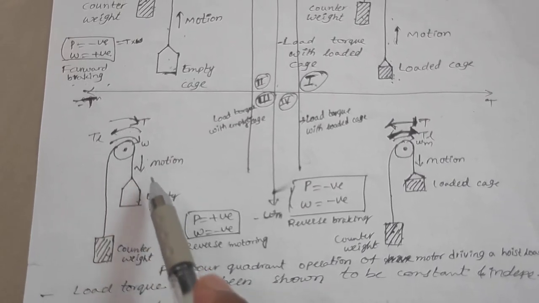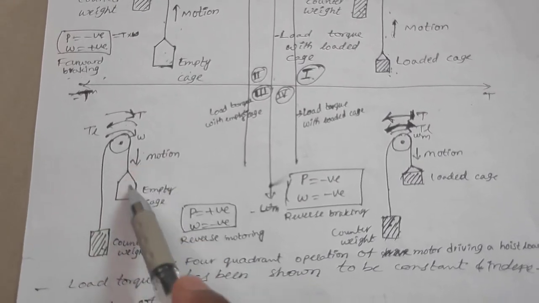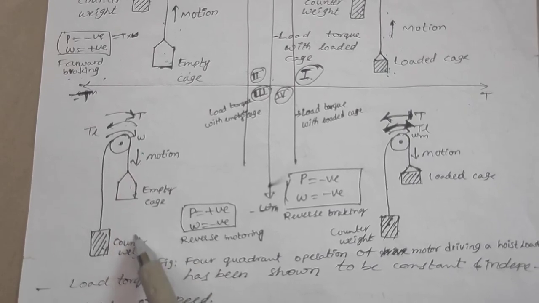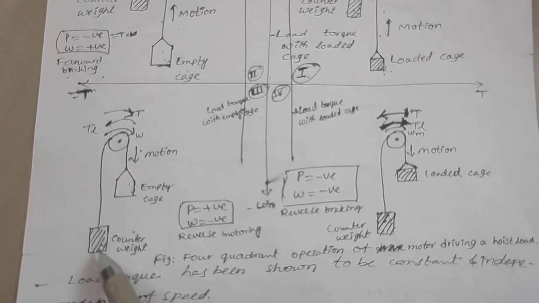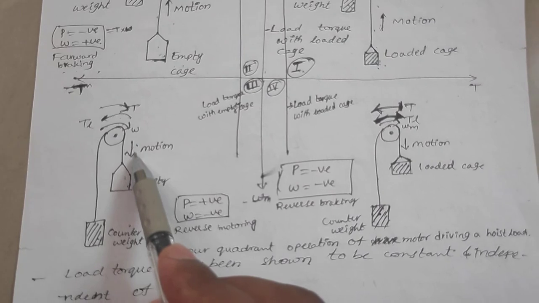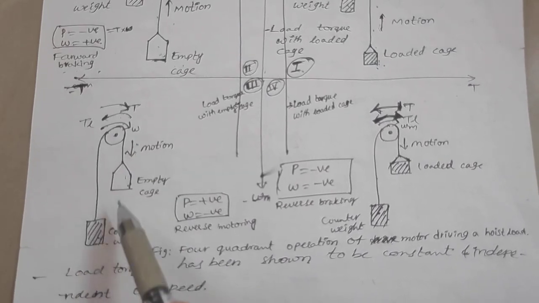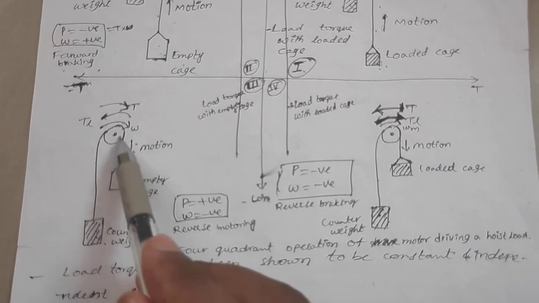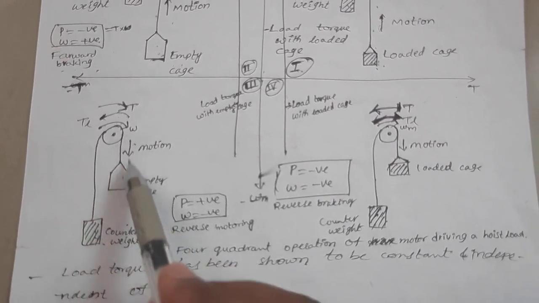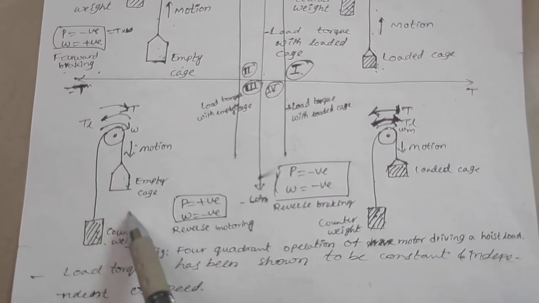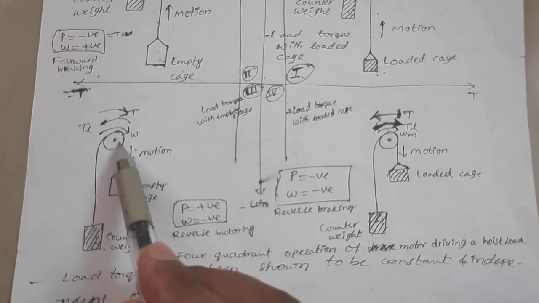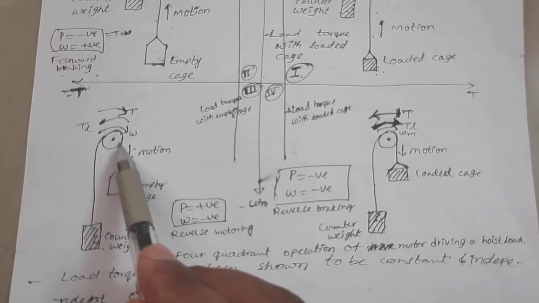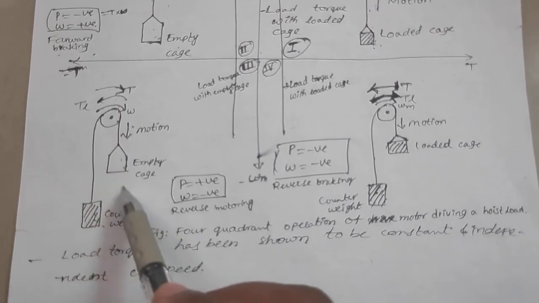So now if you see here, this empty cage needs to come downward, but it will always try to stay at the top floor, because the counterweight is heavier than the empty cage. We need to pull this counterweight upward, or pull this empty cage downward, by using the motoring operation here. Then only this will come downward, right?